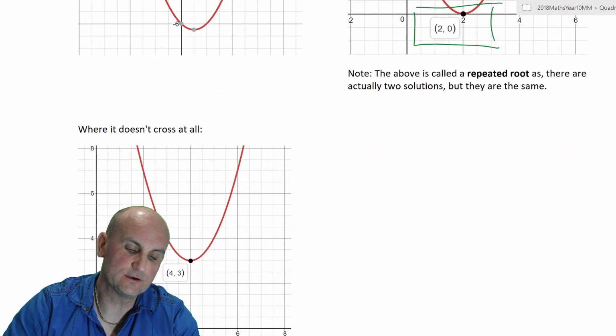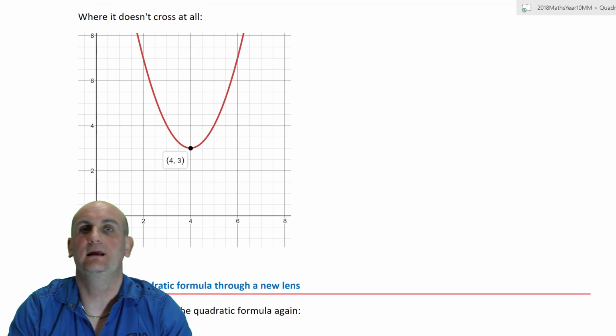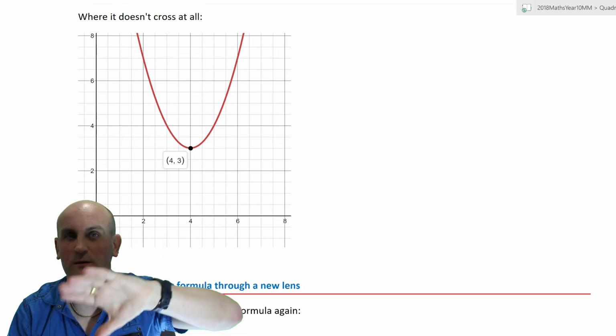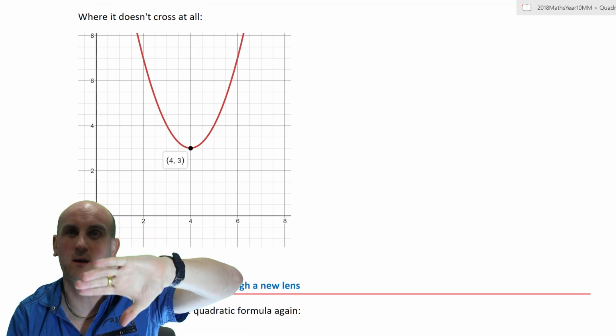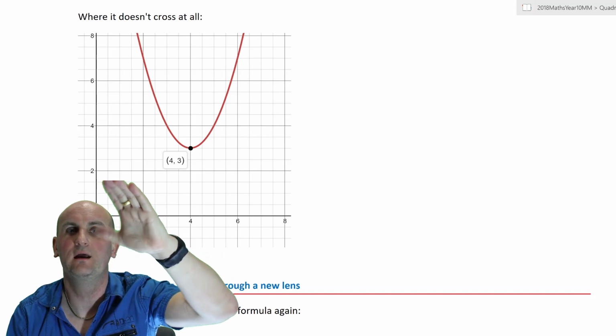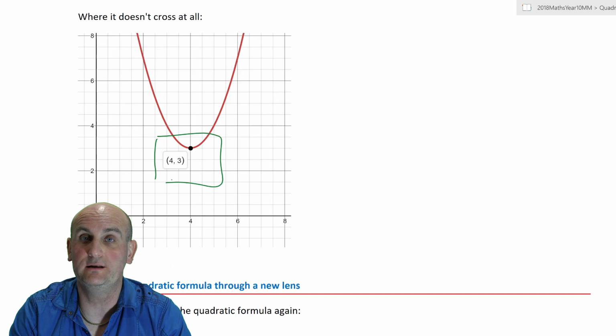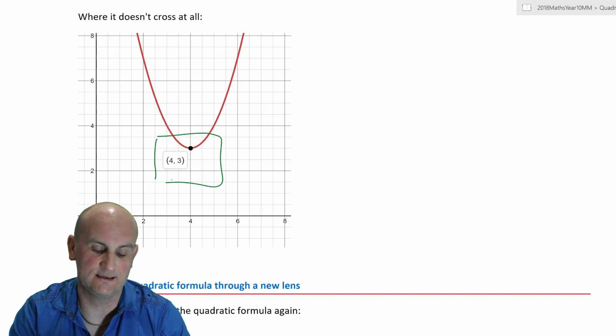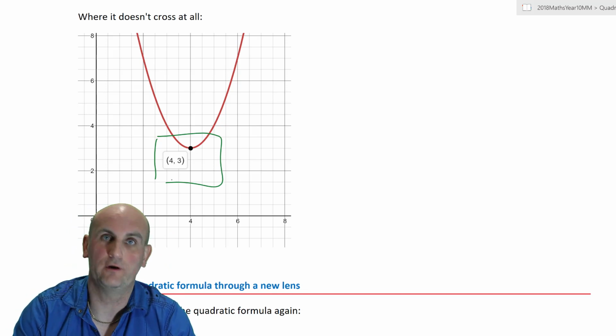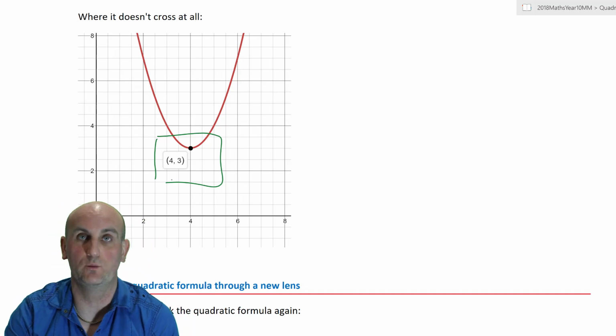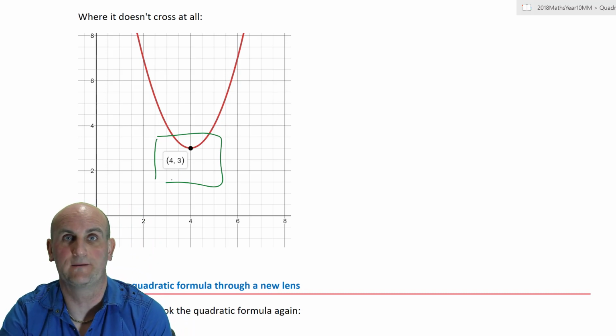What about when it doesn't cross at all? Hopefully it makes sense that if we move the parabola up and up and up, and ooh, fabulous shadow on my face, then it's going to get to a point where, like here, it has a turning point and a y-axis intercept, but it doesn't cross the x-axis. In this situation, we say there are no solutions.